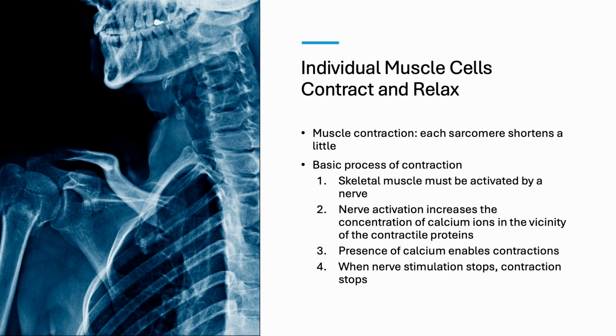Now, how do the sarcomeres actually shorten? It all starts with nerve activation. A nerve signal triggers the release of calcium inside the muscle cell. Calcium then interacts with the contractile proteins, allowing actin and myosin to connect. As long as calcium is present, contraction continues. When the nerve signal stops, calcium is removed and the sarcomere relaxes back to its original length. This cycle, contract and relax, happens rapidly and repeatedly, which is why muscles can respond almost instantly to command.